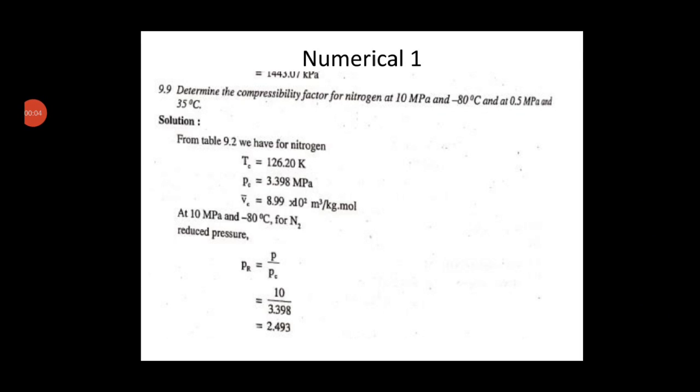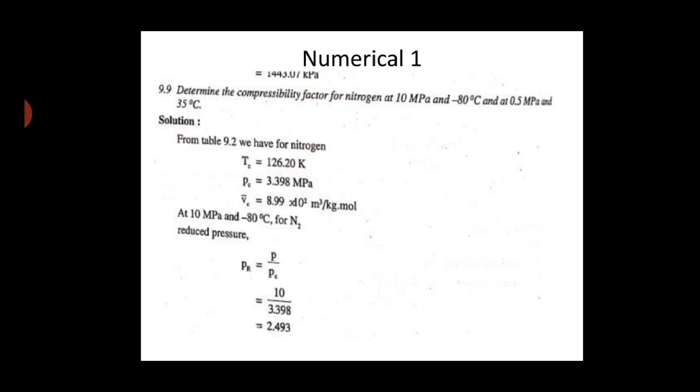We shall look at a few problems on real gases. We start with a simple one. Determine the compressibility factor for nitrogen at 10 megapascal and minus 80 degrees centigrade, and at 0.5 megapascal and 35 degrees centigrade.